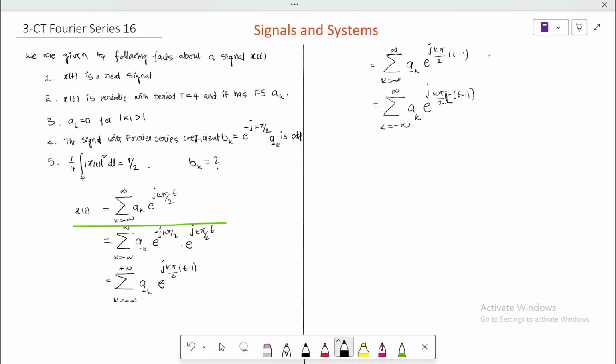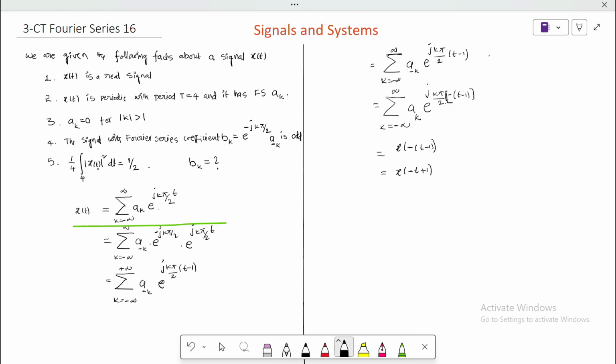Compare this sigma a_k e^(jkπ/2) with something t. So minus of (t minus 1) is in the place of t, then automatically we can replace. So just write x of minus (t minus 1), that equals x of minus t plus 1. This is the signal corresponding to this b_k.